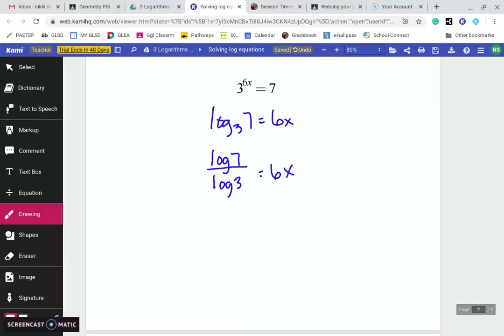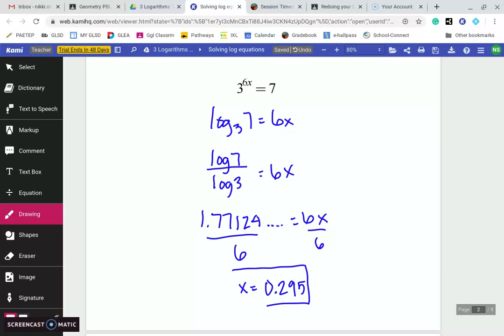And so I'm going to plug that into the calculator. And when I do that, I get 1.77124 and so on. That's going to keep going. I'm not going to round just yet. We want to round at the very end. And now to get x by itself, I'll just divide both sides by 6. So that's going to end up being 0.295.